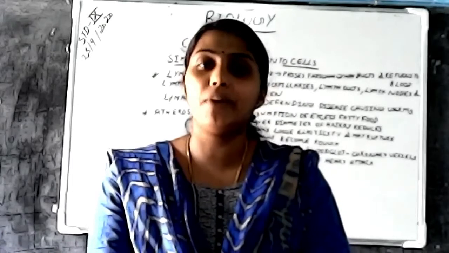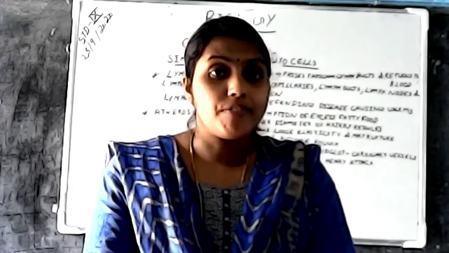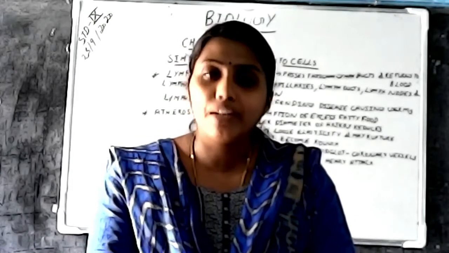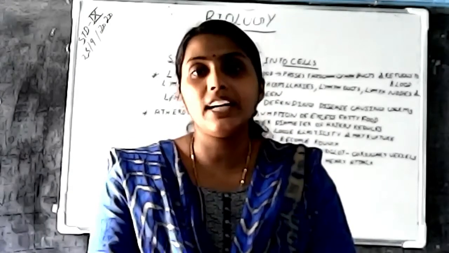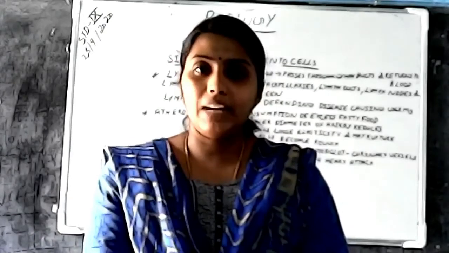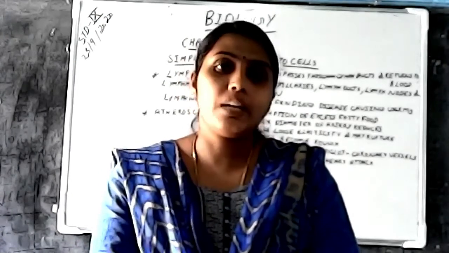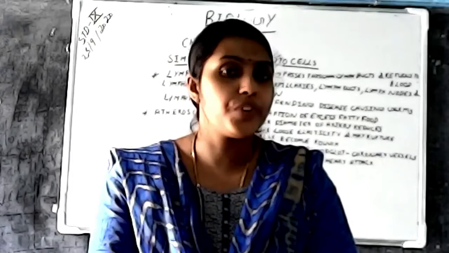So lymph is formed from the blood and it is reabsorbed into the blood itself. It reaches through the lymph duct and finally reaches the blood near the heart. Not only the blood, but the lymph also plays an important role in the transport of nutrients.